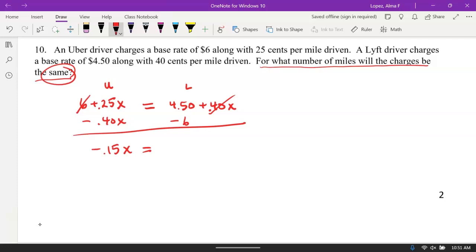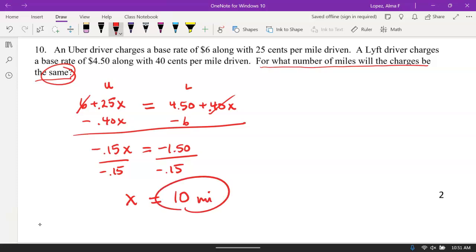When I clean that up, I end up with a -1.50. All right, to get the x solved for, all I have to do is divide both sides by the -0.15. And I end up with x is equal to 10. And the units, we were looking for the number of miles that would make the two expressions equal. And there it is. I'll see you in the next video.